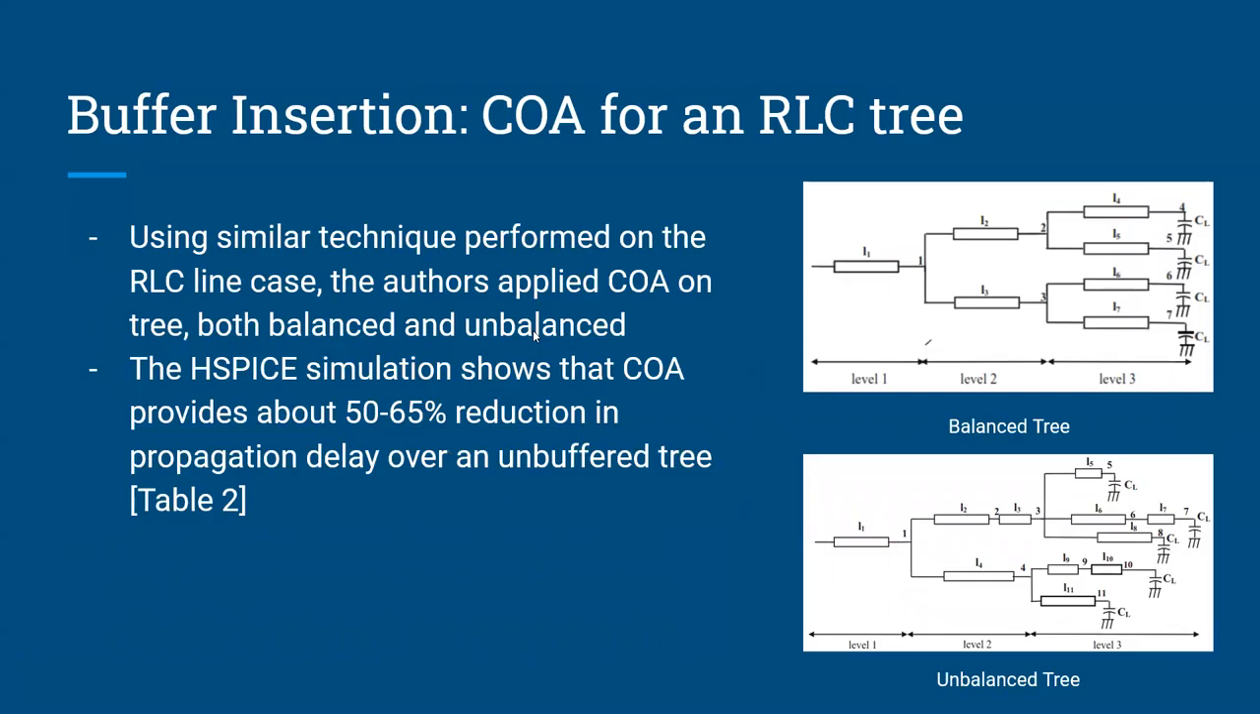And then the authors also apply COA on an RLC tree. So there are two types of tree, the balanced tree and the unbalanced tree. And using the same technique performed on the RLC line, the authors presented that their algorithm provides about 50 to 65 percent reduction in propagation delay.